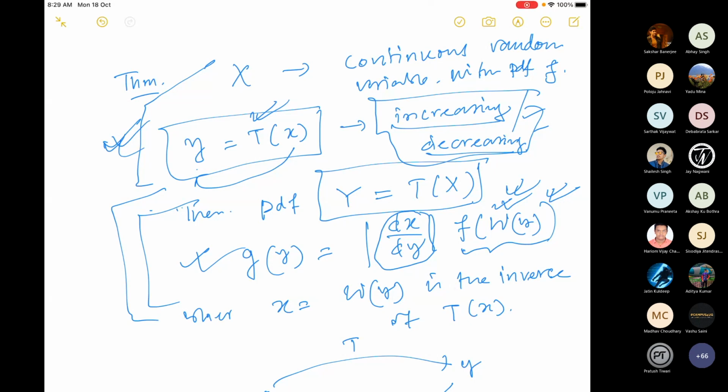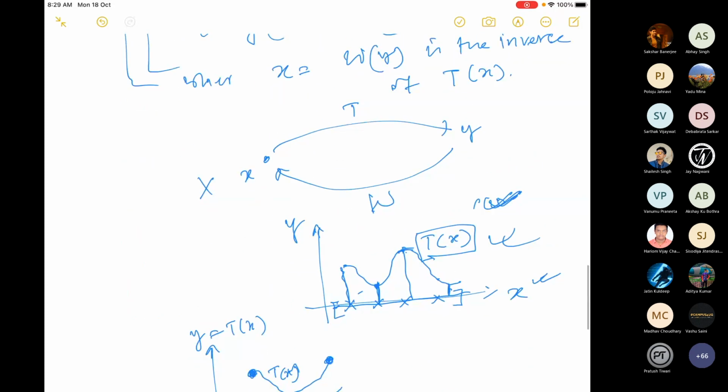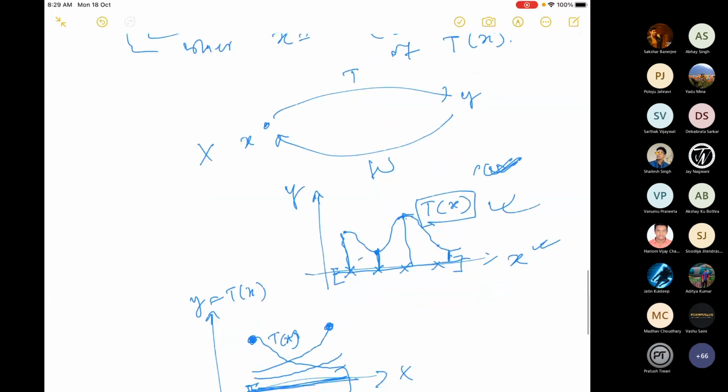As far as this theorem goes, if we have an increasing function, then we can have this. Now, if I take this particular part, probably the function is increasing, so I can apply the theorem here. Or in this particular part, let's say the function is decreasing, I can apply the theorem here. It is perfectly all right.